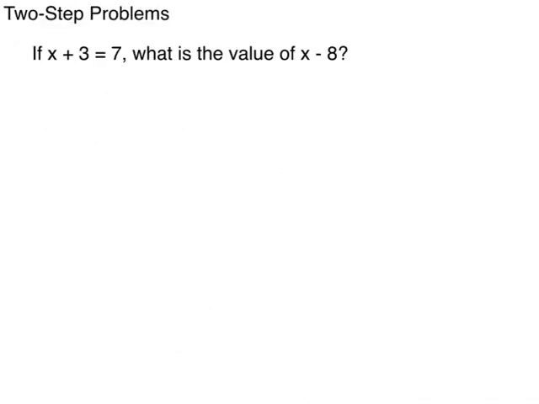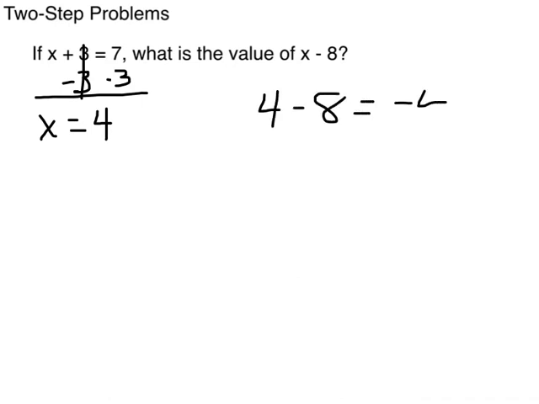Isn't this fun? All right, now let's talk about two-step problems. Here's the first step. If x plus 3 equals 7, what is the value of x minus 8? Well, the first step then is I have to solve for x. I have to know what x is. So I'm going to subtract 3 on both sides, and I'm going to get x equals 4. So now that I know x is 4, what is the value of x minus 8? Well, it would be 4 minus 8 equals negative 4. And this would be the answer to my problem.